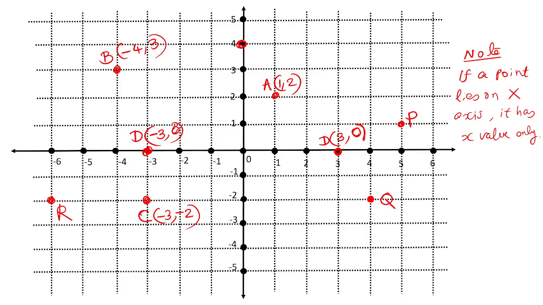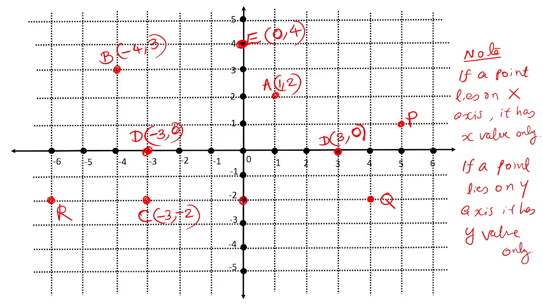And here suppose there is a point E here, 4. If the point lies on y-axis, it has only y value, meaning that x value will be 0, y value will be 4. Remember that. If a point lies on y-axis, it has only y value, 4. Okay. So you have to write it as a note. If a point lies on y-axis, it has y value only.